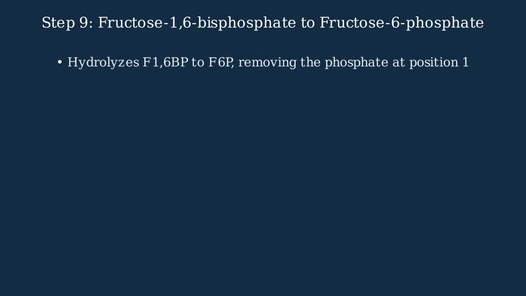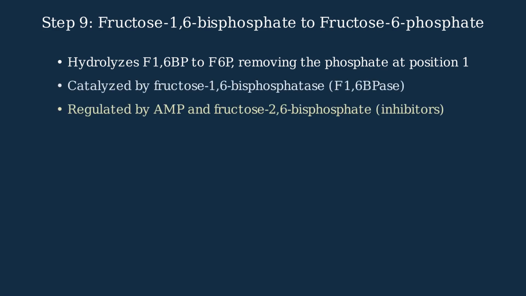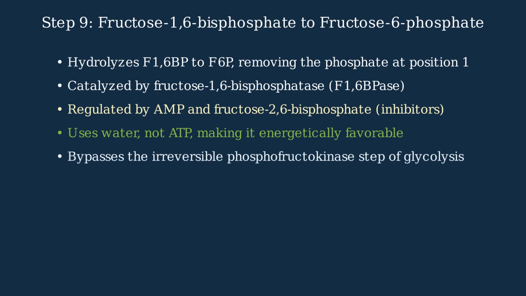To summarize, step 9 of gluconeogenesis converts fructose 1,6-bisphosphate to fructose 6-phosphate through hydrolysis. This reaction is catalyzed by fructose 1,6-bisphosphatase, which is inhibited by AMP and fructose 2,6-bisphosphate. Unlike the glycolytic counterpart, this step requires only water, not ATP, making it energetically favorable. This step is crucial as it bypasses the irreversible phosphofructokinase reaction of glycolysis, creating a distinct pathway for glucose synthesis.